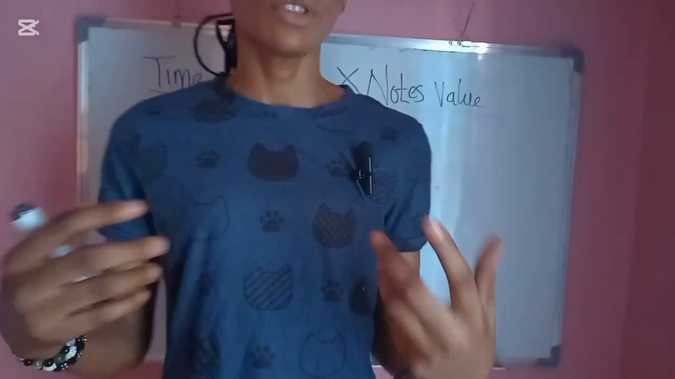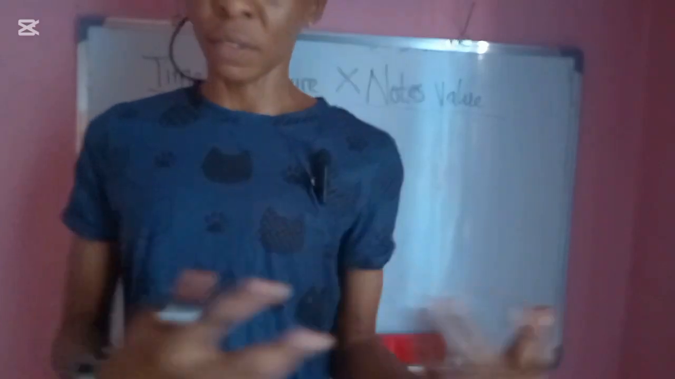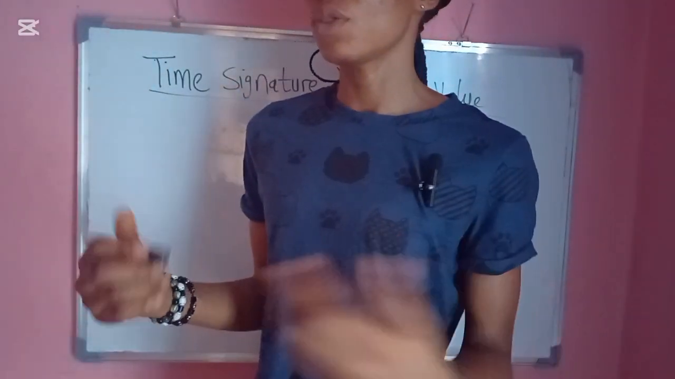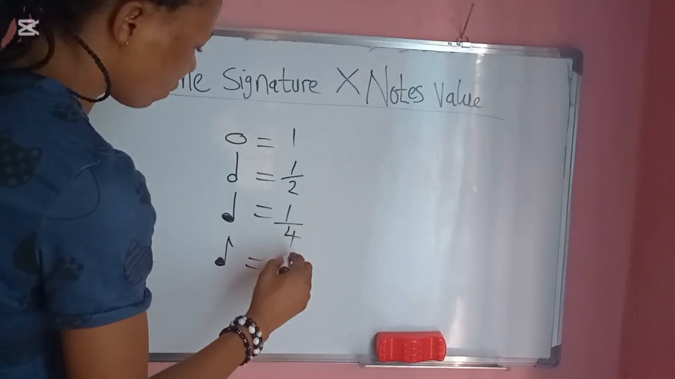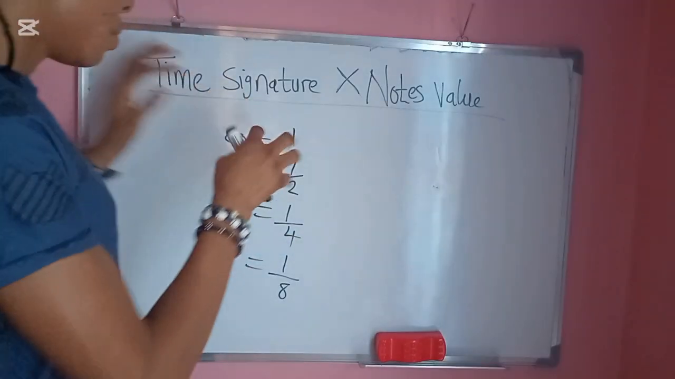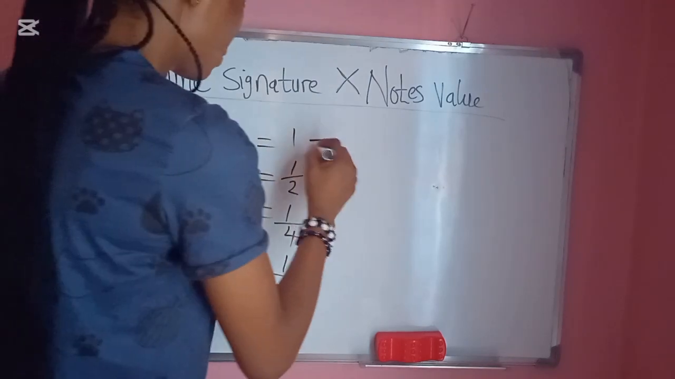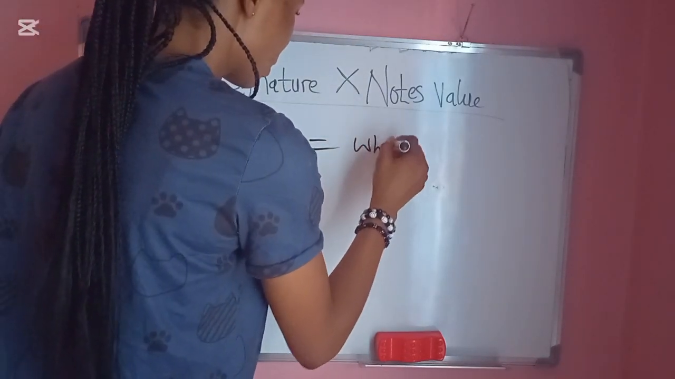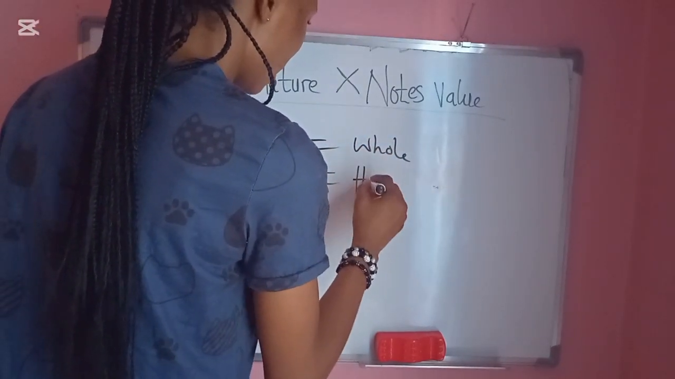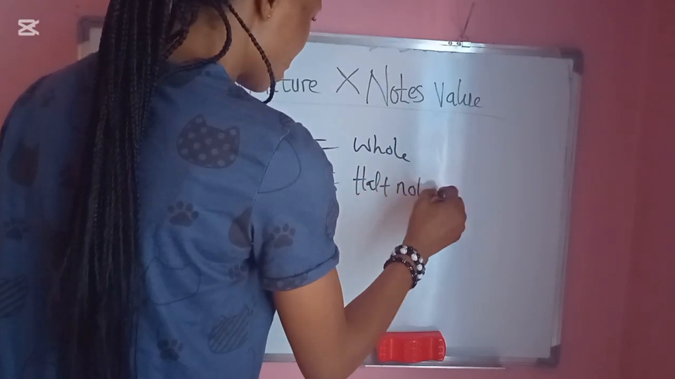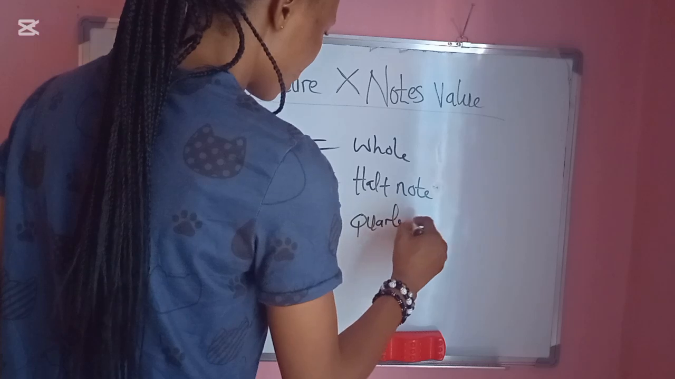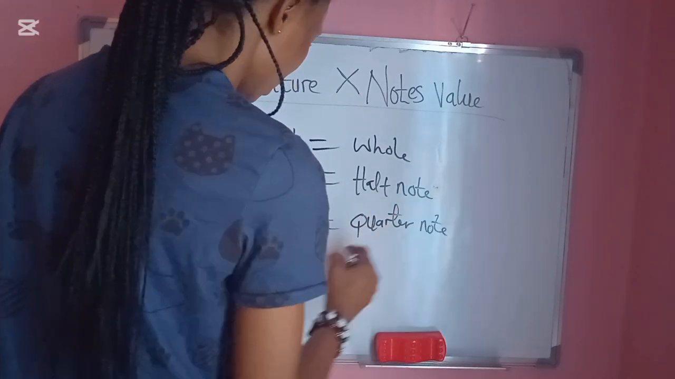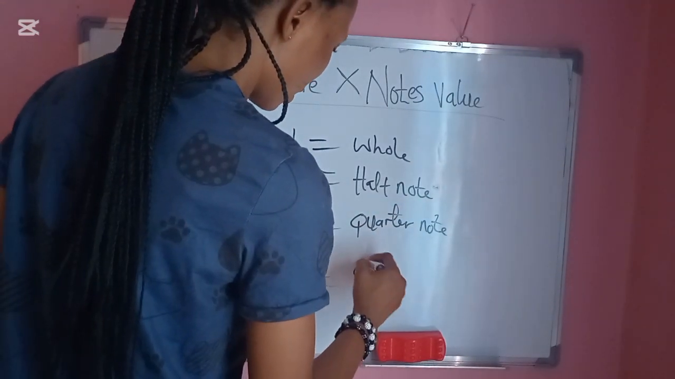Before I begin, you need to understand that note values work based on the given time signature. For instance, we have so many notes, and these are the values of these notes. This is called a whole note, and this is called a half note, and this is called a quarter note, and this is called an eighth.